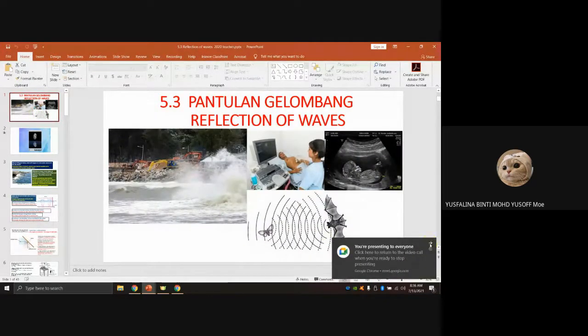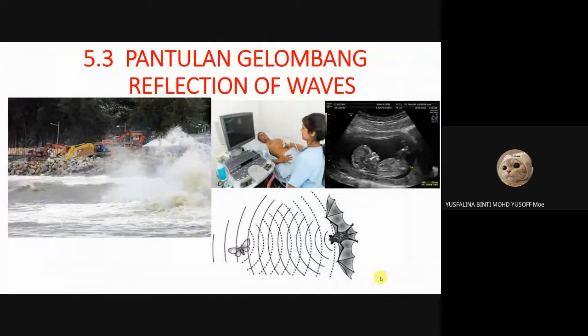On 5.2, we already learned about damping and also resonance. Damping is when the amplitude of the wave decreases and eventually stops because of air friction, and you already saw the graph. In damping oscillation, the frequency, or the period, is constant.